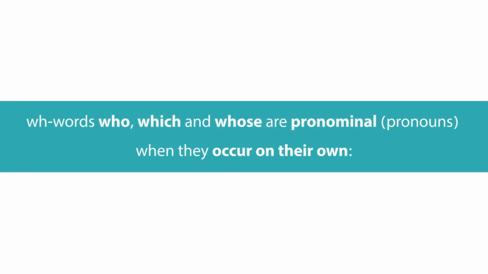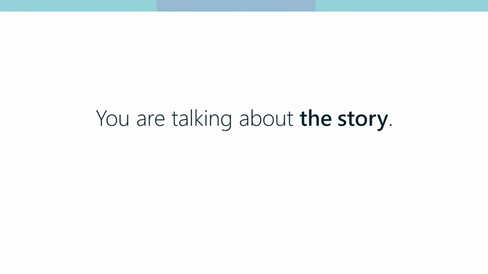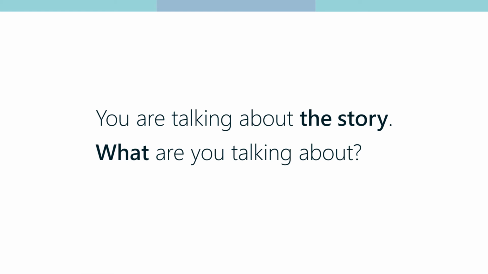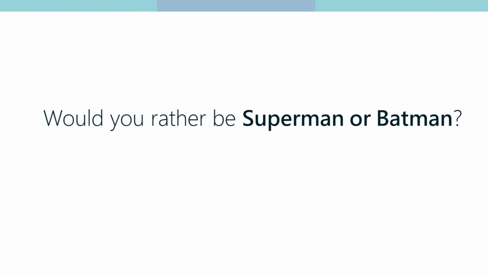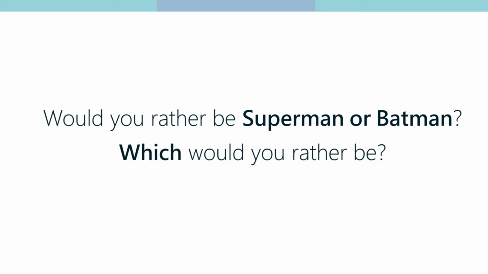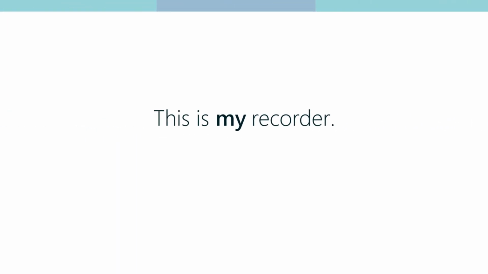Who, which, and whose are pronominal when they occur on their own. For example, you are talking about the story. What are you talking about? You see, what replaces a noun phrase. Would you rather be Superman or Batman? Which would you rather be? Here, which again replaces a noun phrase. This is my recorder. Whose is this?